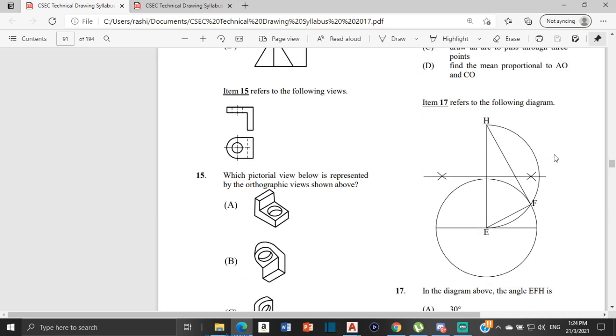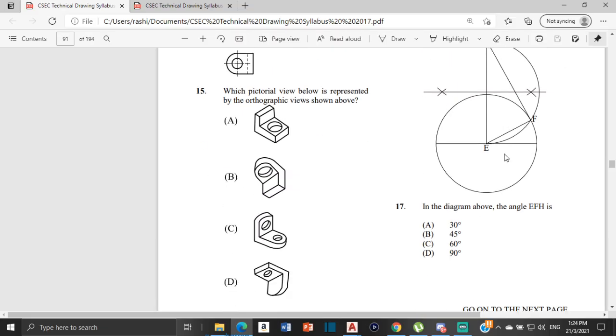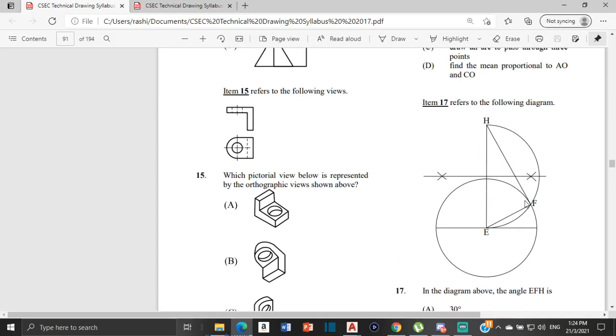Number 17 refers to this diagram right here. It says in the diagram above, the angle EFH is: A, 30 degrees; B, 45 degrees; C, 60 degrees; or D, 90 degrees? EFH. So this angle right here. And just by looking at it, you can tell that that's a 90-degree angle. But we can use AutoCAD to show you exactly why it's 90 degrees.